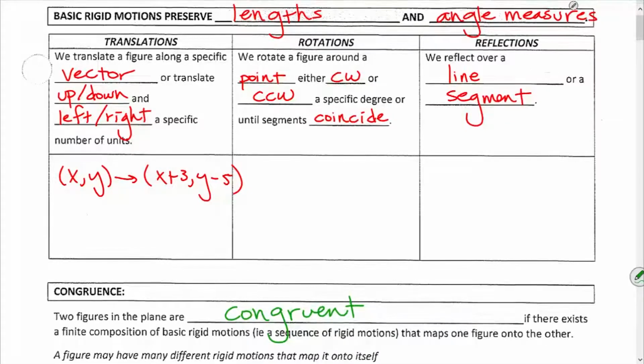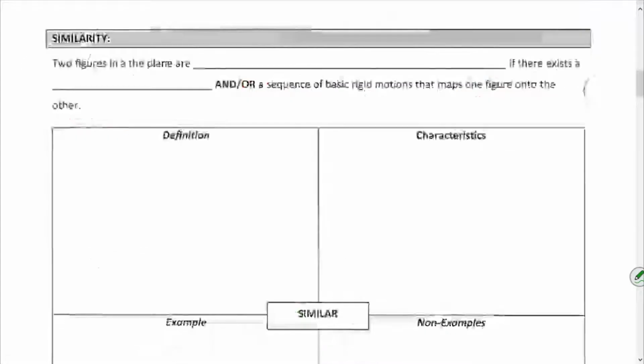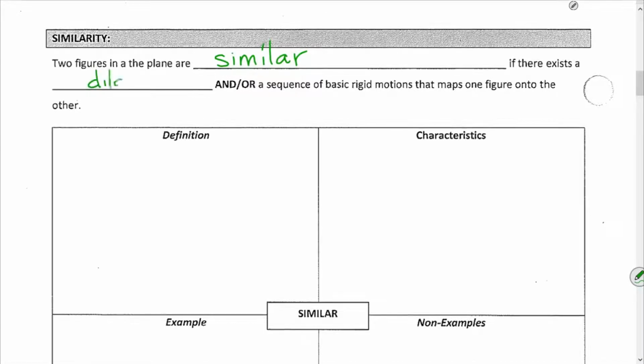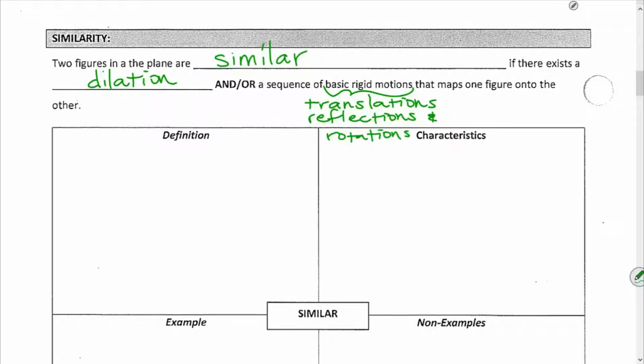So let's now transition and talk about the definition of similarity. The definition of similarity is: two figures in the plane are similar if there exists a dilation and/or a sequence of basic rigid motions, meaning translations, reflections, and rotations, that maps one figure onto the other.